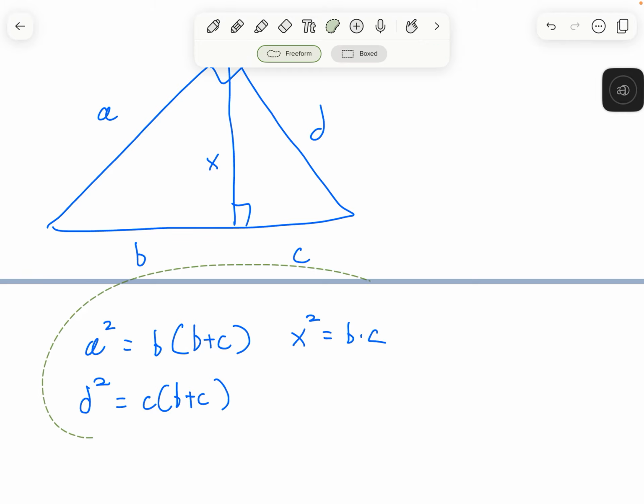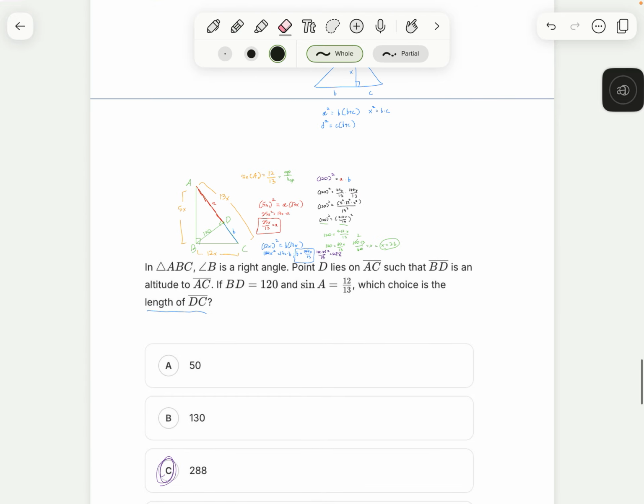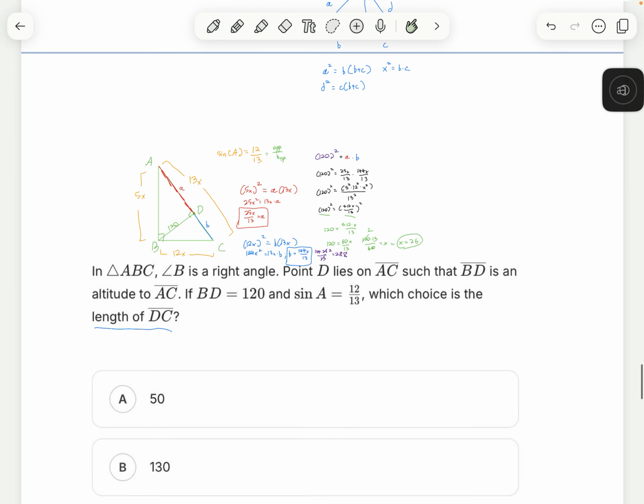These are the really three important formulas that will definitely help you save time on the SAT. But after you do that, it's just a bunch of algebraic manipulation and solving, which should give you the right answer.